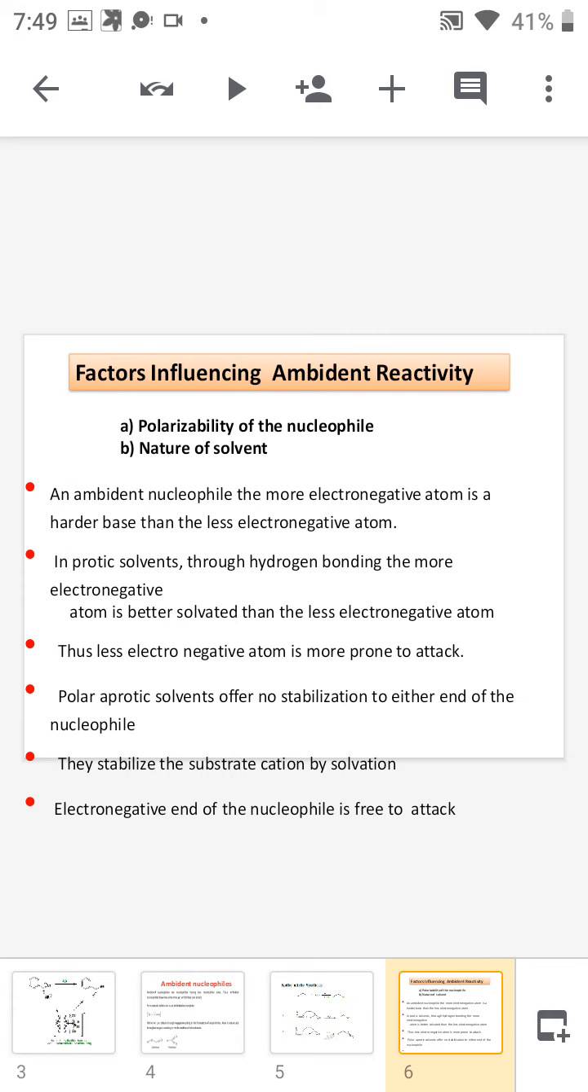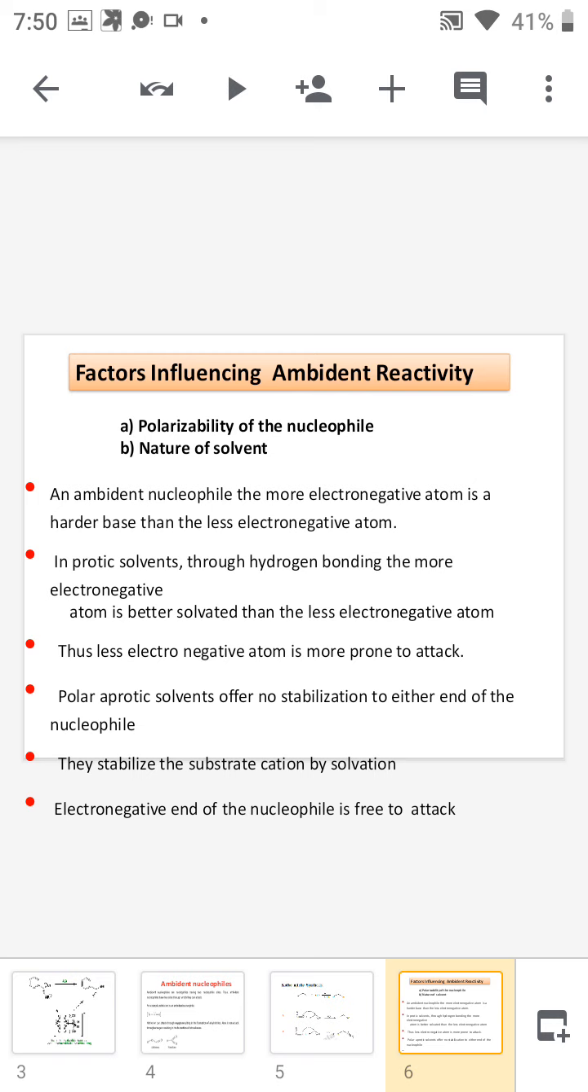But if we use a polar aprotic solvent, there is no possibility of hydrogen bonding, and there is no interaction between the solvent and the atom. So the more electronegative atom is free to attack the reaction center.